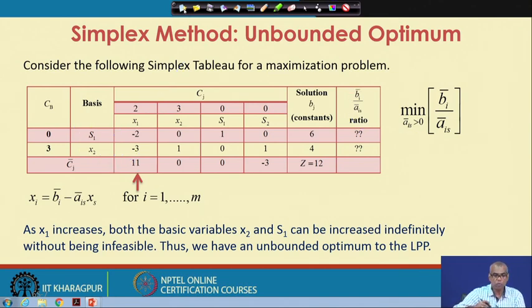So, an unbounded optimum will be indicated when the minimum ratio rule fails, because the constant coefficients under the non-basic variable that enters the basis are all negative.